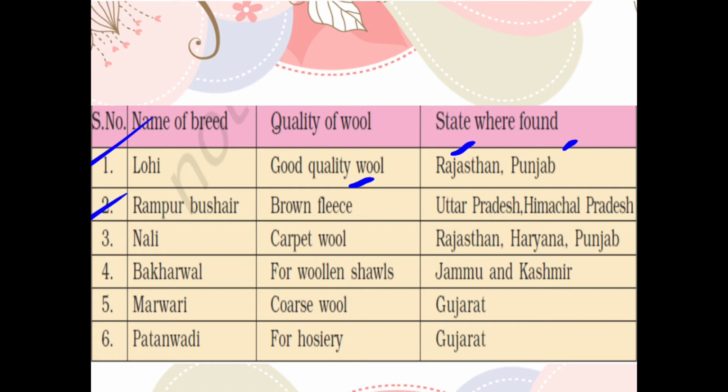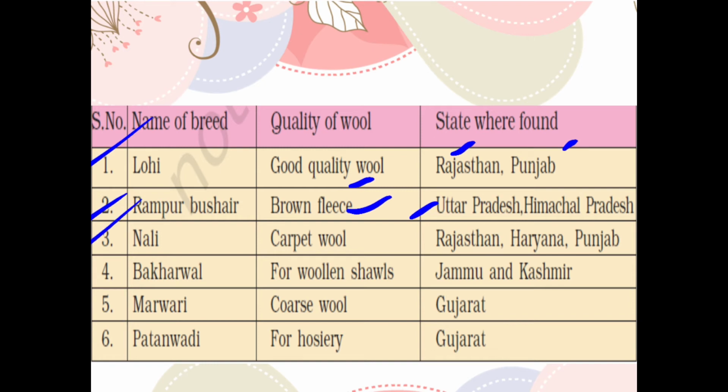The next one is the Rampur Bushehr. In terms of wool quality, it has a brown fleece, which means these sheep have brown hair on their body. And in which states are they found? They are found in Uttar Pradesh, as well as in Himachal Pradesh.